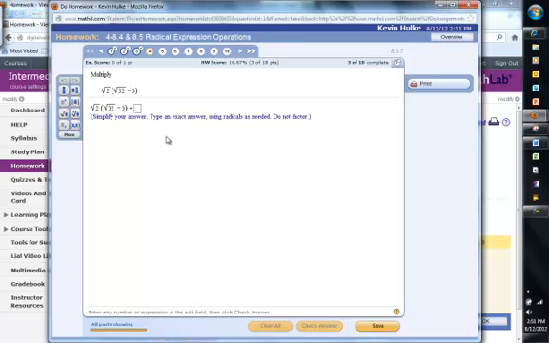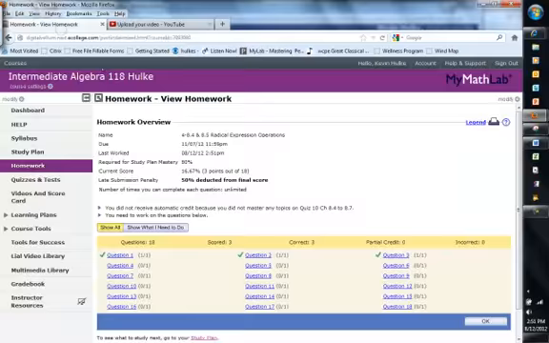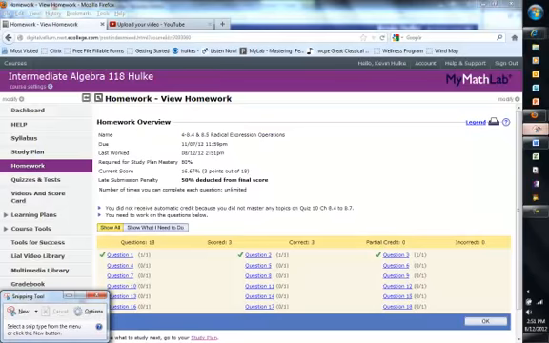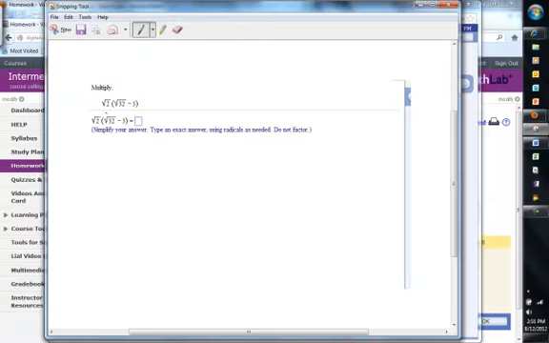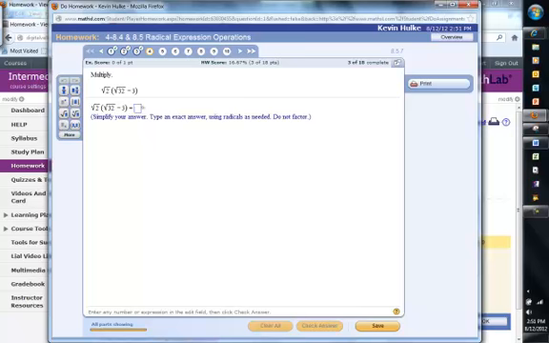Number 4. Now we're going to multiply. 2 times the square root of 2 times the square root of 32 is the square root of 64, minus 3 square root 2. Square root of 64 is 8, so it's 8 minus 3 square root 2.